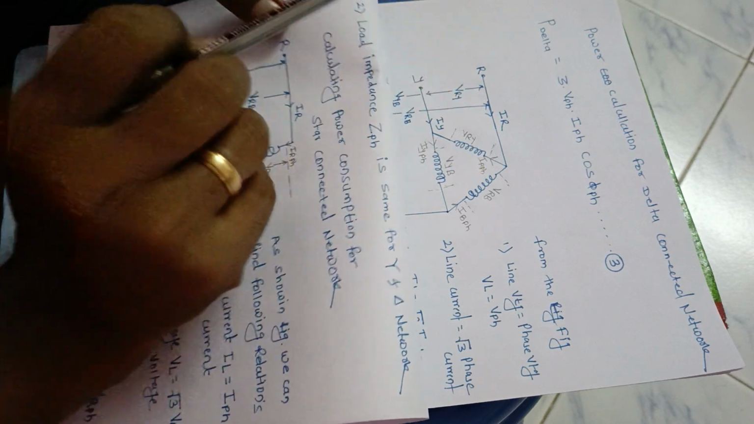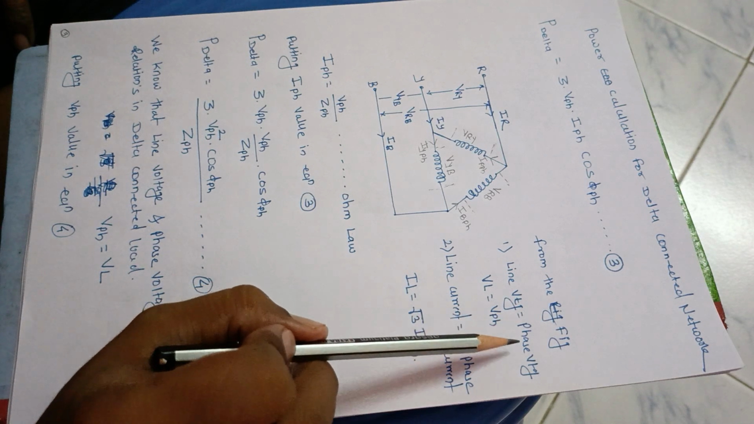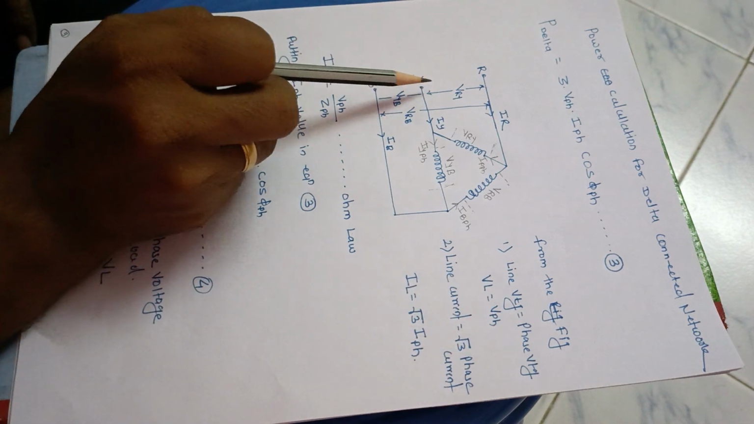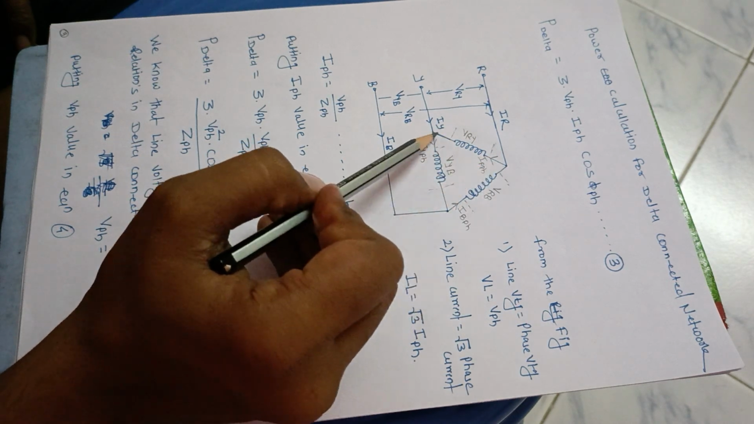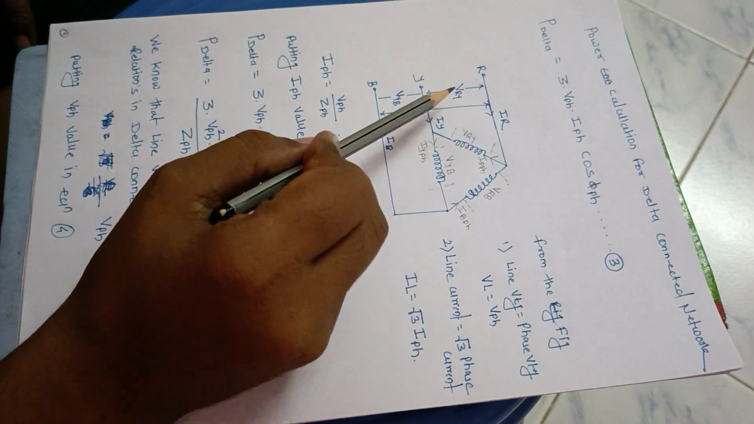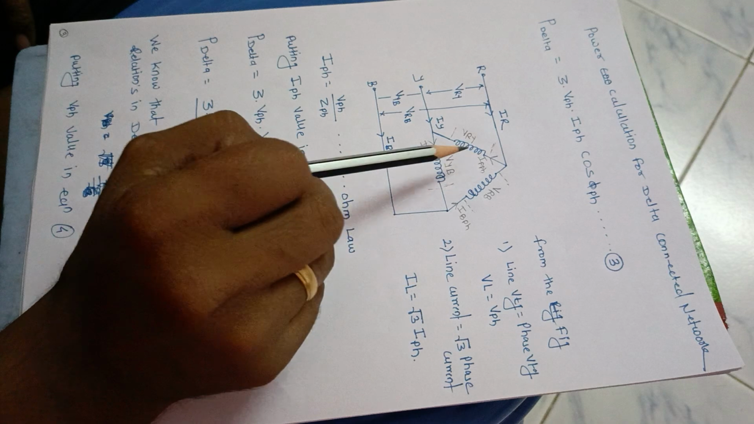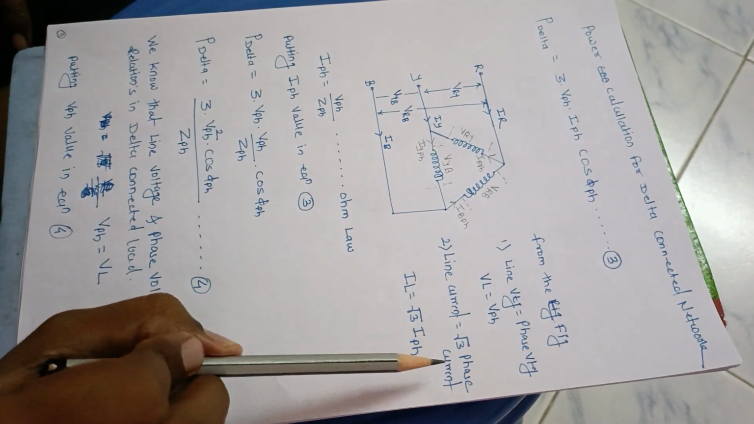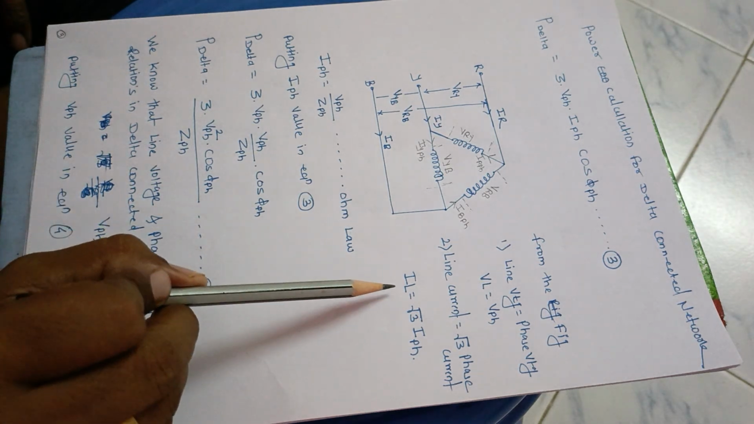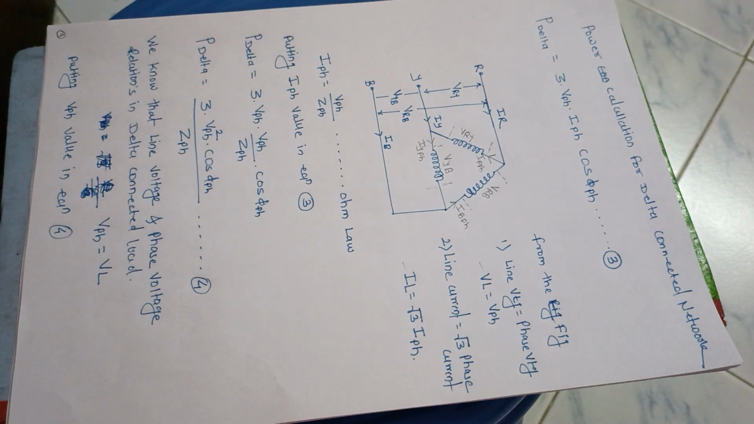From this we can find a relation: the line voltage is equal to the phase voltage, that means VRY is equal to the phase voltage of the same winding. Here VRY is applied across this winding, but the current is split into two branches, so the line current is equal to root 3 times the phase current. These are the two relations we need to keep in mind while calculating the power of the delta connected load.